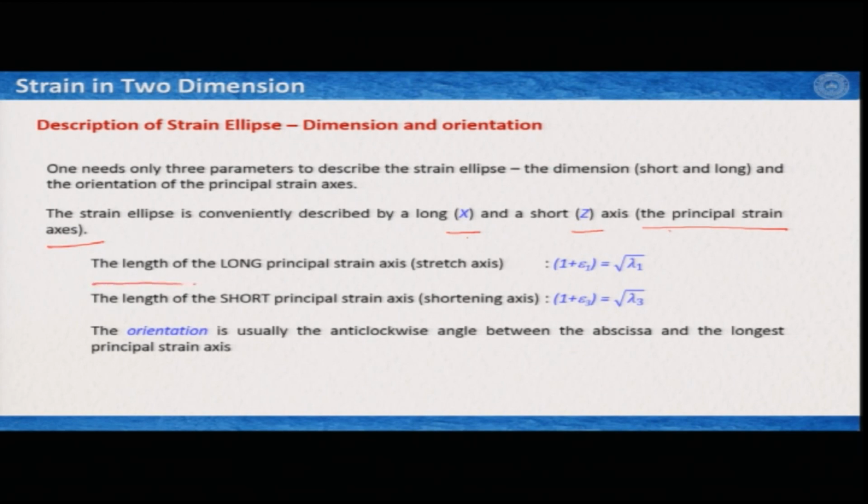So, the length of the long principal strain axis, we can call it the stretch axis or elongation axis, is defined by 1 plus epsilon 1 or square root of lambda 1, and the length of the short principal axis can be defined as 1 plus epsilon 3 or square root of lambda 3. The orientation is usually the anticlockwise angle between the abscissa and the longest principal axis.